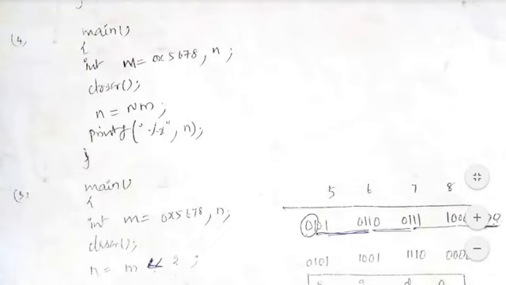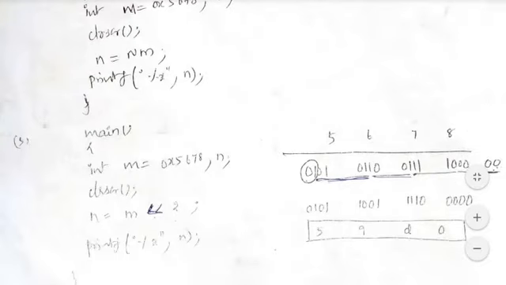So next is complement. Look at the fifth one. The fifth one is a little bit unclear, so no problem, check it out. M is equal to 0x5678, comma N semicolon. N is equal to M left shift, that is <<, 2 semicolon, and printf %x comma N semicolon, and close the brackets. So left shift by 2.